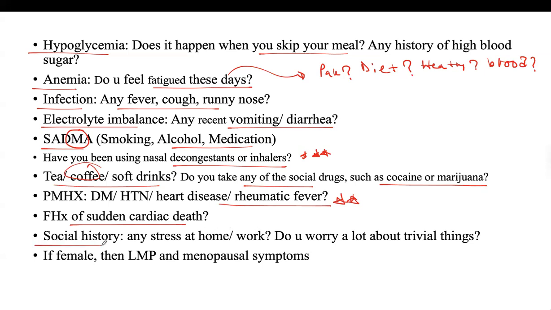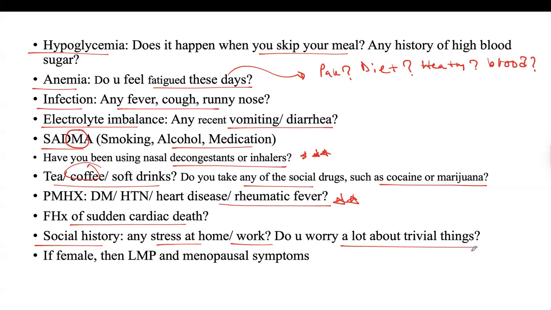Ask about social history. If you have time, always say, I'm going to ask you about your home and work situation. Please be aware that this is confidential. So who do you live with at home? Is there any stress at your home? Do you work? Any stress at your work? To rule out anxiety disorder, ask, do you worry a lot about most of the trivial things?